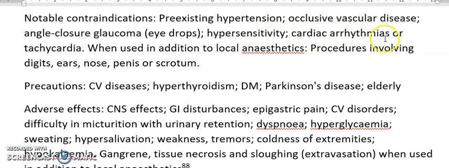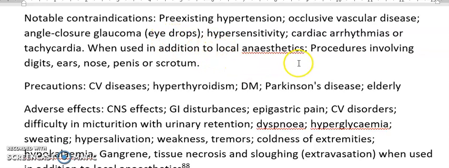And then in cardiac arrhythmias, abnormal rhythms of the heart, or when you have tachycardia, your heart rate is high, above normal. Also avoid it when used in addition to local anesthetics, so you have to avoid it when there is adrenaline in the local anesthetics. You would like to avoid adrenaline when you do procedures involving the fingers, digits, ears, nose, penis, or scrotum. So this is very important to take note.